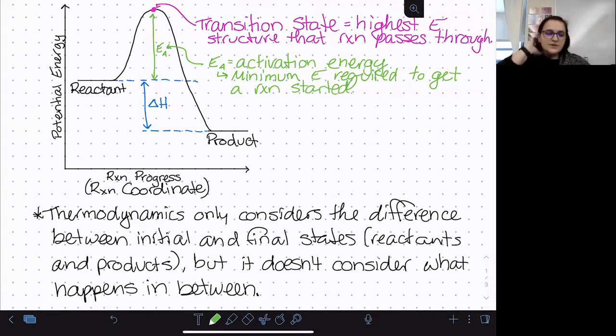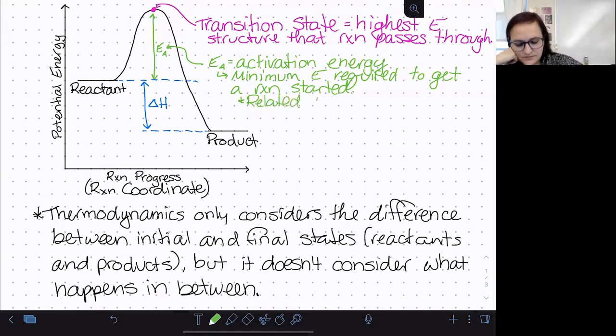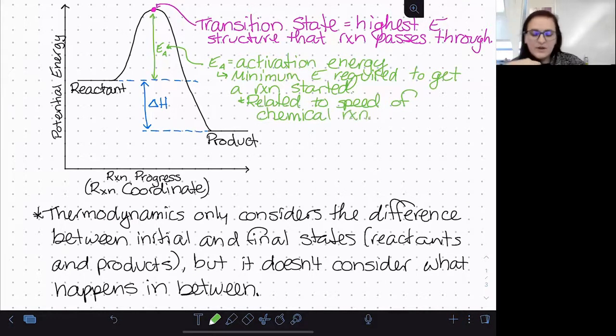And the activation energy is a really, really important thing to be aware of because it's related to the speed of a chemical reaction. Whether that reaction is going to be fast or slow. So the activation energy is the amount of energy you need in order to get your reaction going.